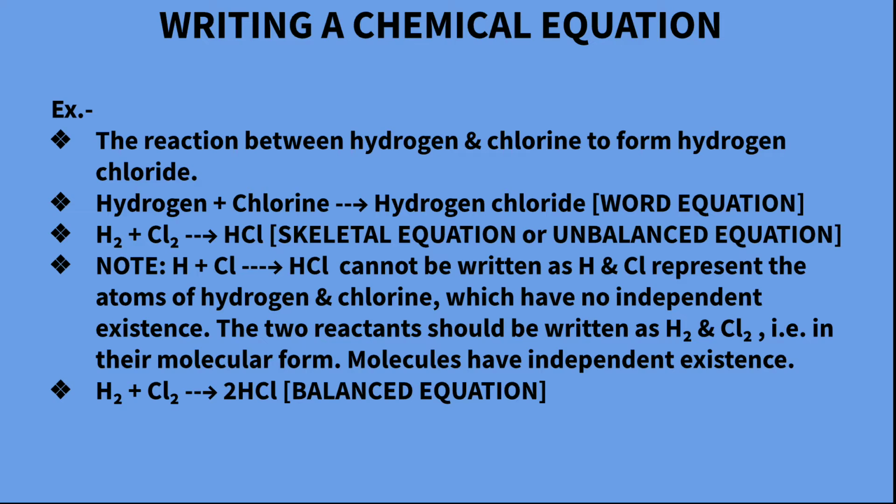Note that we cannot write H plus Cl this way, because H will not exist independently in atomic form. Cl, that is chlorine, also will not exist in atomic form. These need to be written in molecular form. So to write in the molecular form, we need to balance the equation. Therefore, we write the balanced equation as H2 plus Cl2 gives 2HCl.